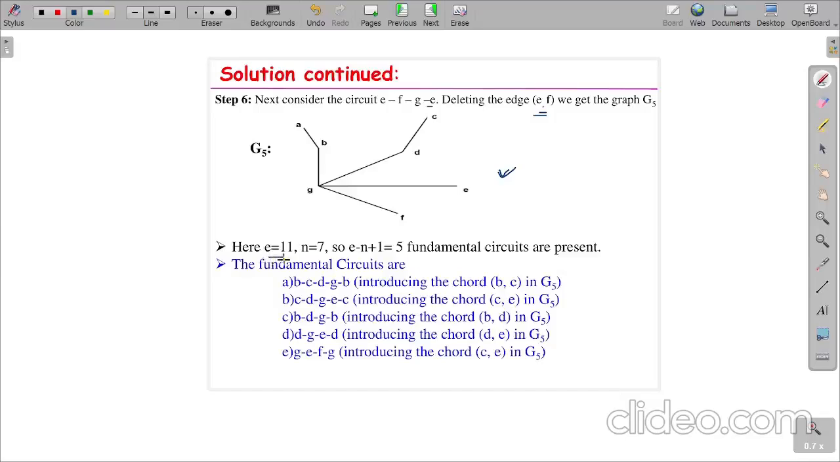And our connected simple graph G has 11 edges in vertices. So how many fundamental circuits are there? By definition, we know that E minus n plus 1, that means 5 fundamental circuits are present. And we are adding this. Suppose we are adding EF. Then our circuit is GFEG.